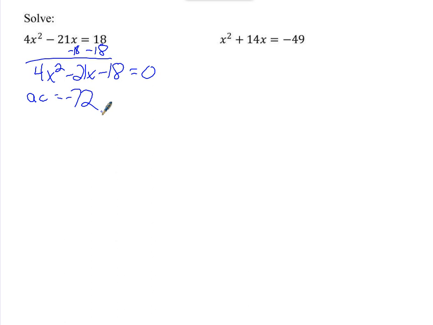So let's think about the signs to try to help us along. What do the signs have to be? Yeah, one has to be positive, one has to be negative. And the negative one is the bigger one, yeah. So let's start thinking of numbers. Think of something, just give me something. 1 and 72, is that going to work? No. 2 and 36, is that going to work? No. Does 3 go into 18? Does 3 go into 72?